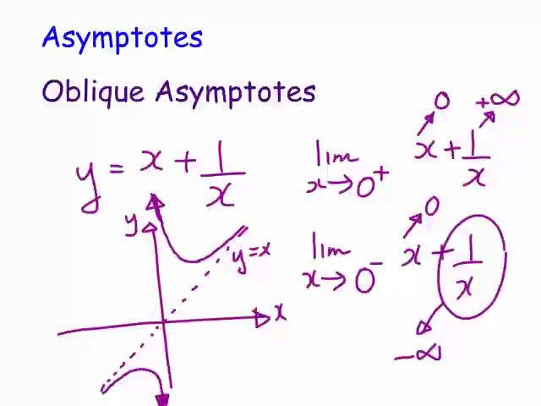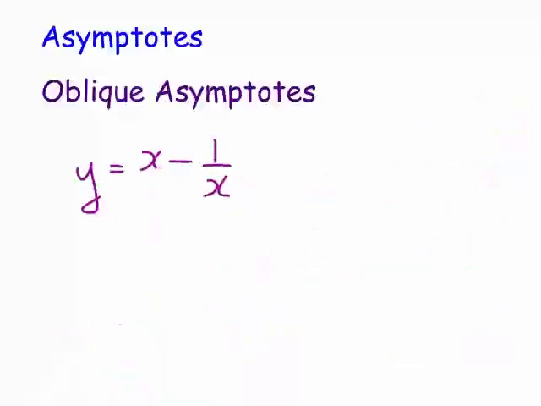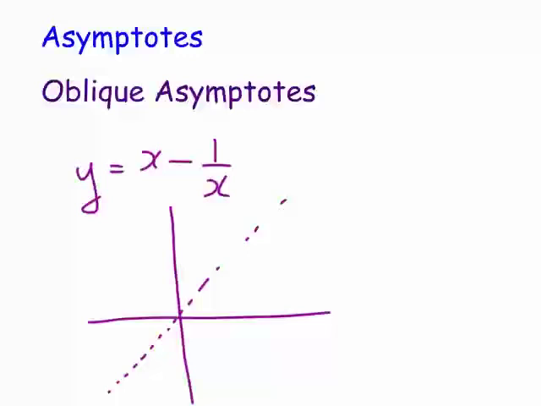Let's try a different example. You can see here I've just changed that simple example from a plus to a minus. And what impact does this have? Well, we can see that as x gets larger and larger, we still have an asymptote at y equals x. Let's put in our oblique asymptote, y equals x. Here it is. Now, what impact has that negative sign had?